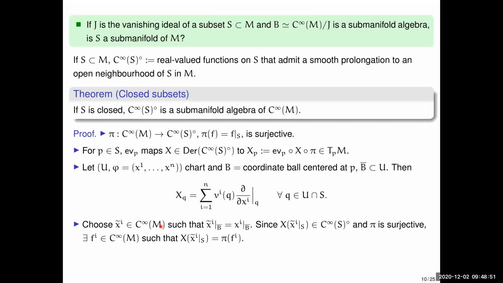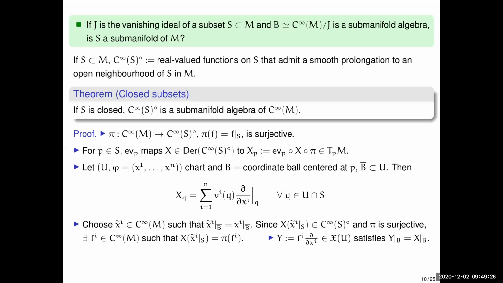Well, choose a smooth prolongation of your local coordinates. X acting on these functions is a map, an element in the quotient algebra, but pi is surjective. So these elements in the quotient algebra are pi of some smooth functions on M. Then you take these smooth functions and define a new vector field that I call Y, given by f_i^j over the x. This is not global, still defined only on your chart, but in this coordinate ball, it coincides with X.